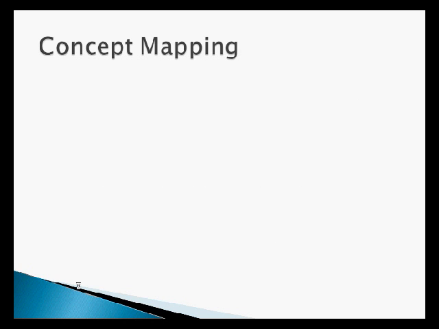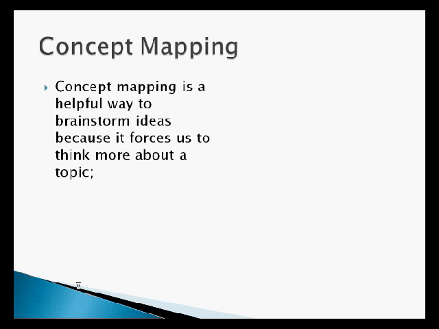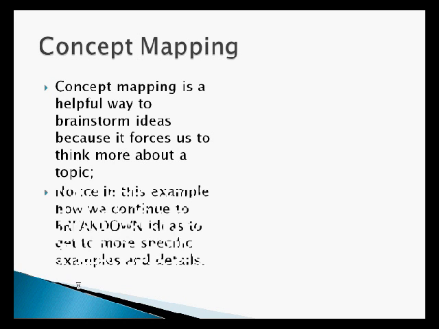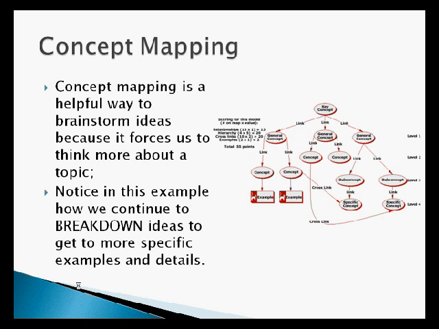One of the techniques we looked at was the idea of concept mapping. Concept mapping is a helpful way to brainstorm ideas because it forces us to think more about a topic. So notice in this example how we continue to break down ideas so that we can get to more specific examples and details. In this example, notice we start with a fairly general concept or a key idea, and then we continue to break it down until we get more specific and start to provide examples. Of course, this is just one way to look at a concept map.